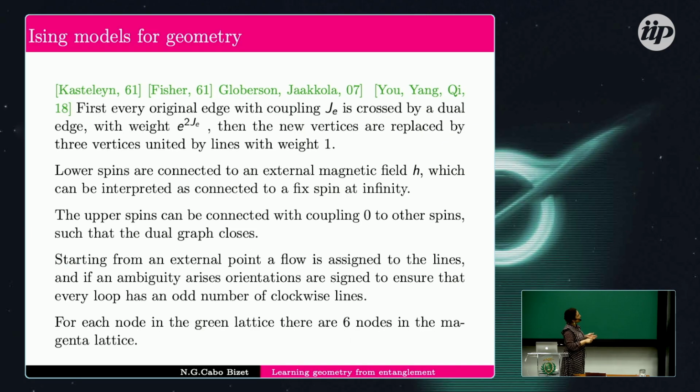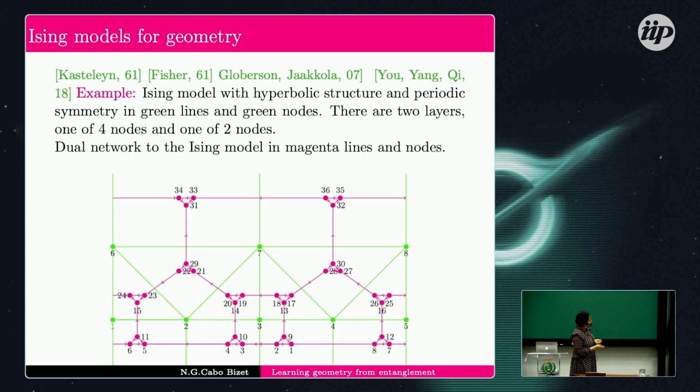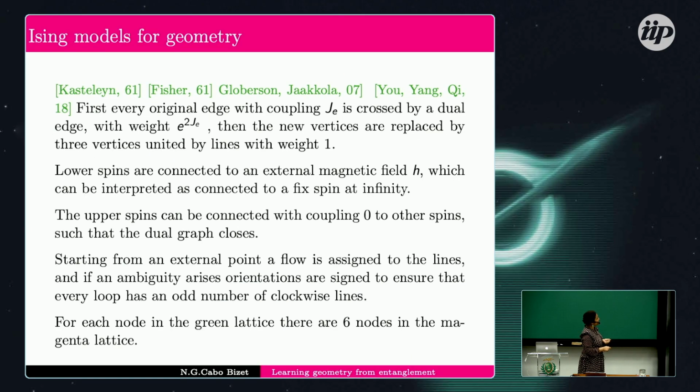This is what I just summarized before. The original couplings of that network are J_i, and the dual edges will have weight e^{2J_i}. The tripartite vertices that you introduce are just operations you perform on this partition function, and you can compute that. They have values 1 or -1. The lower spins are connected to an external magnetic field, and this is determined by the connection with the tensor network. You have to start from the external point and assign a flow to the lines, and the ambiguities you just have to correct. This is the example that we gave here, but we are going to make this network bigger.